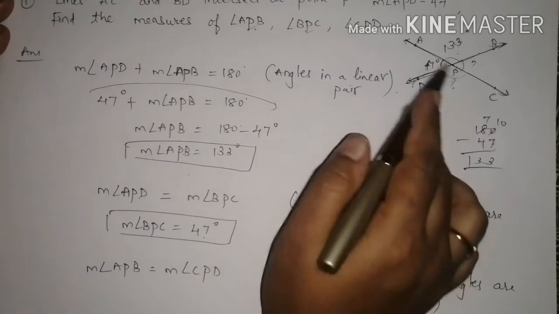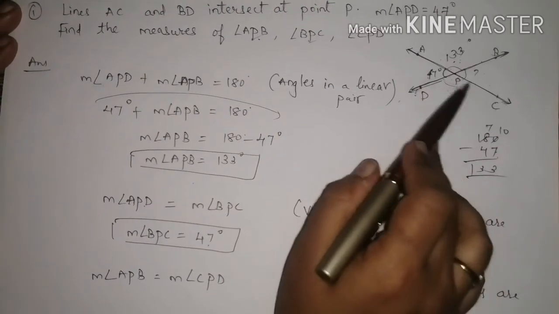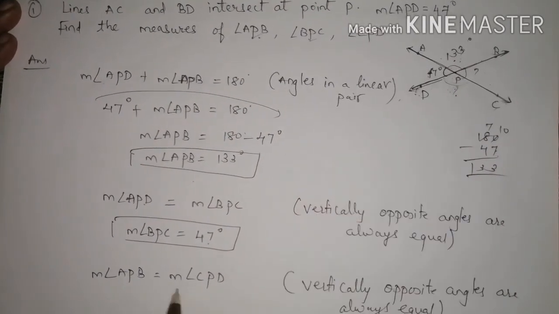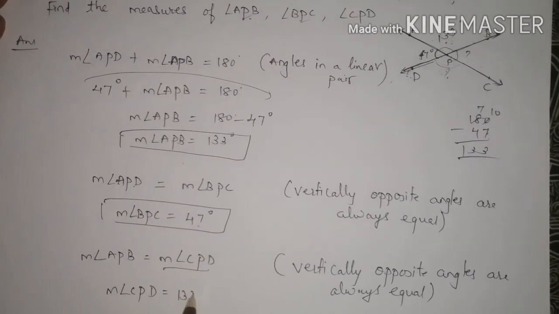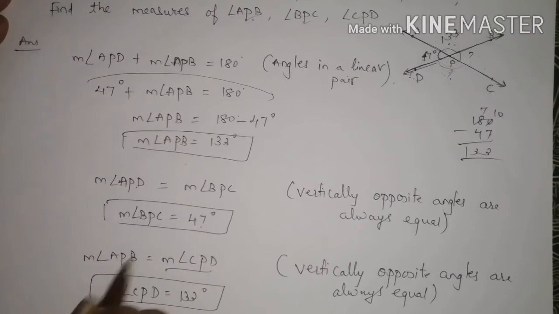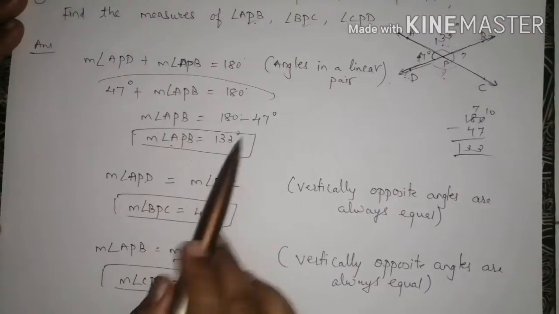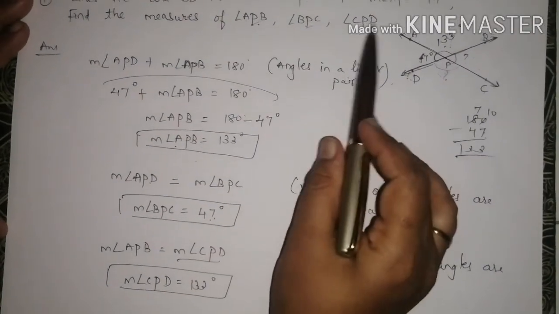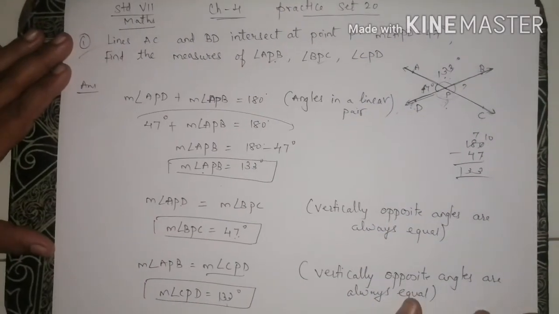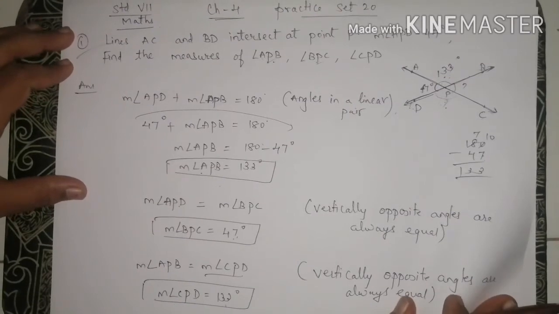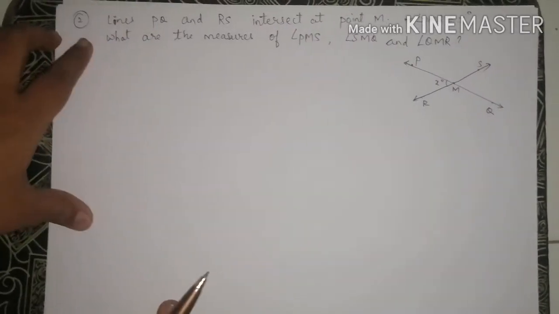So if APB we got 133 degrees, CPD will also be 133 degrees. Therefore measure of angle CPD is also 133 degrees. So we got all these three: APB 133 degrees, BPC 47 degrees, and CPD 133 degrees. So we are done with our question number 1. Now let's move to our question number 2. This is our question number 2.